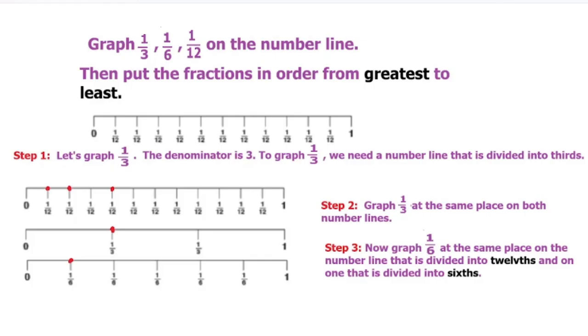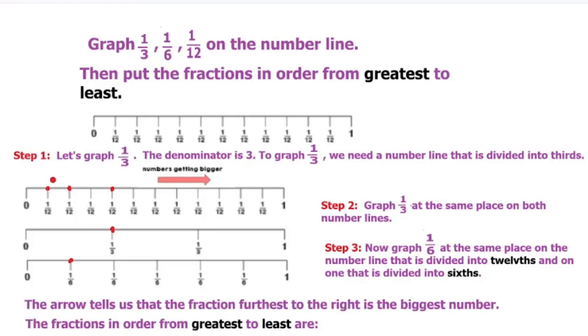Then the next biggest, the lesser of that, is this one, which is 1/6. And then the least one is this one, 1/12, because we know that the numbers get bigger this way, so this is the biggest, this is the second biggest, and this is the least, which is 1/12.